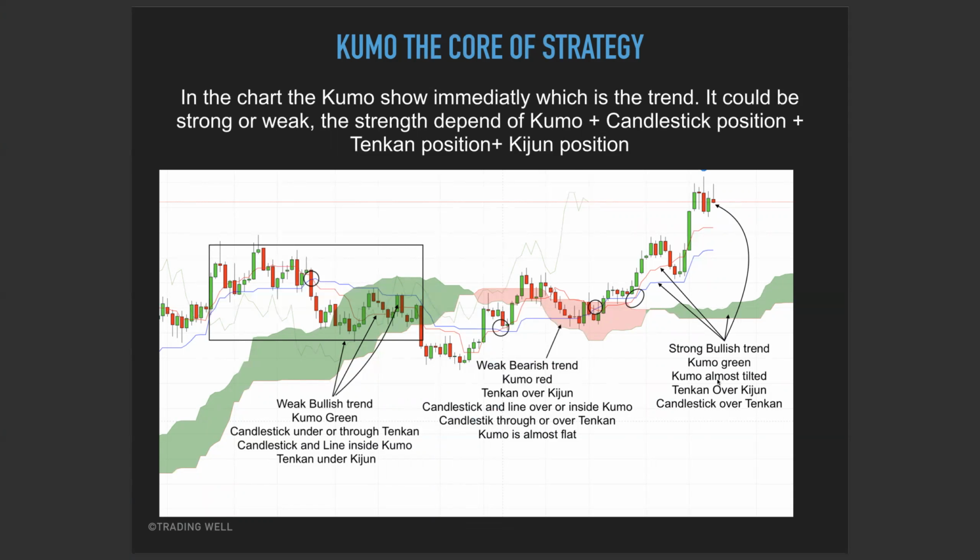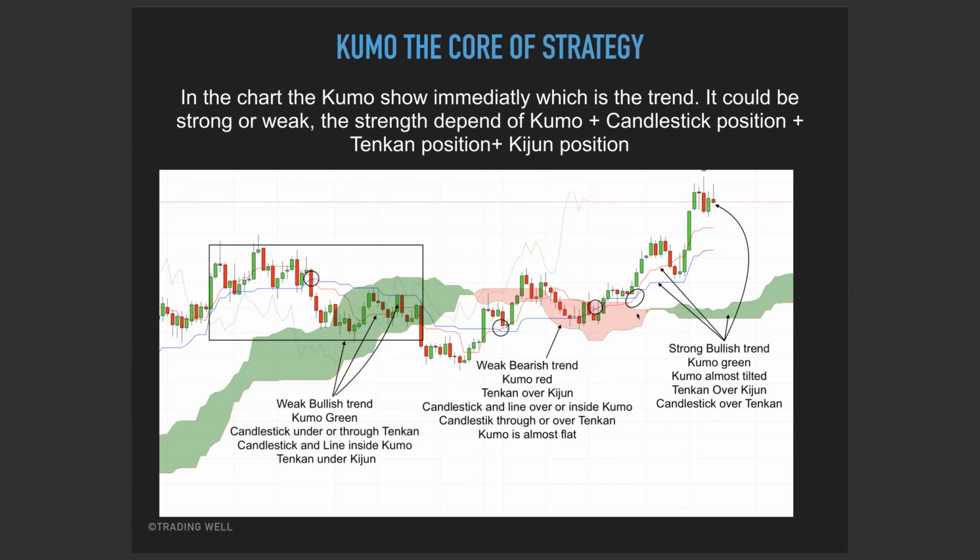After, the Kumo is tilted. A flat Kumo is not so good for a strong bullish or bearish trend, so we have a tilt. After, Tenkan is over Kijun, and the candlestick is over the Tenkan. A good point.